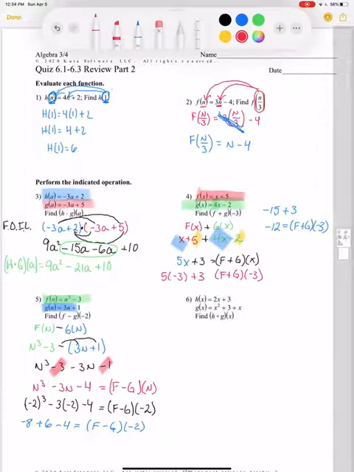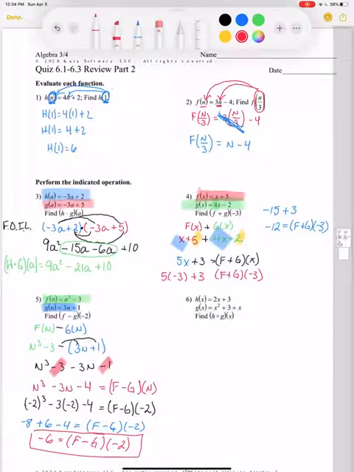Negative 8 plus 6 minus 4. Okay, all of that needs to be put together. Those are like terms. So negative 8 plus 6 is negative 2. Negative 2 minus 4 is negative 6. Remember, guys, you have a calculator attached to your phone. You can pull it up. It will be okay. All right, so f minus g of negative 2 is equal to negative 6.